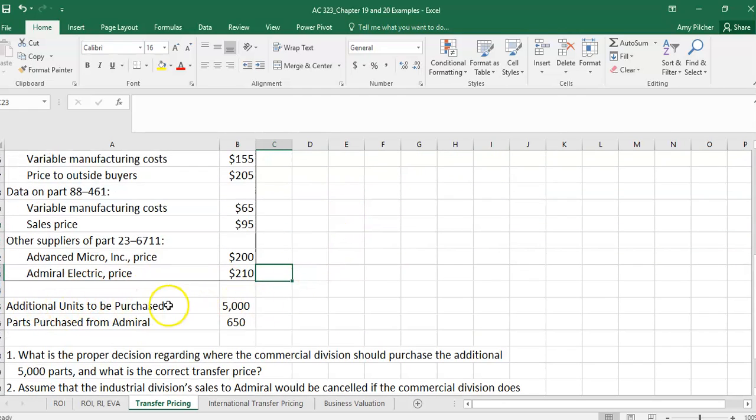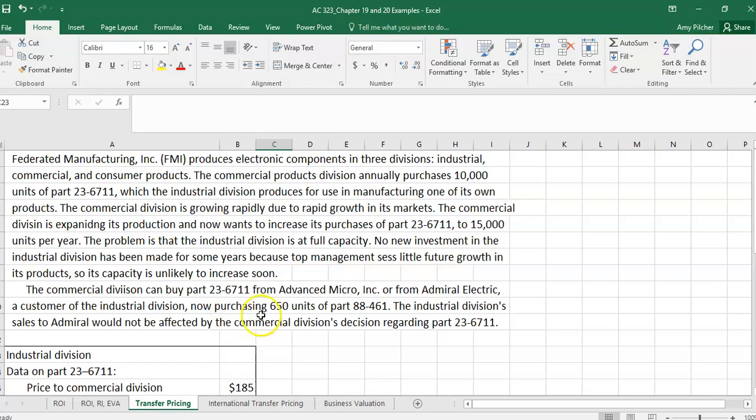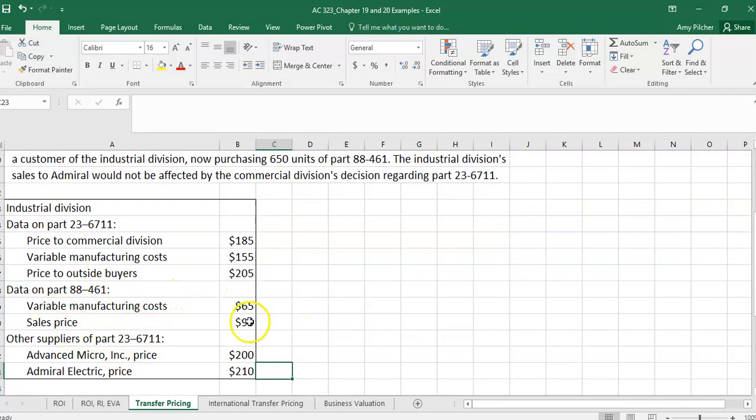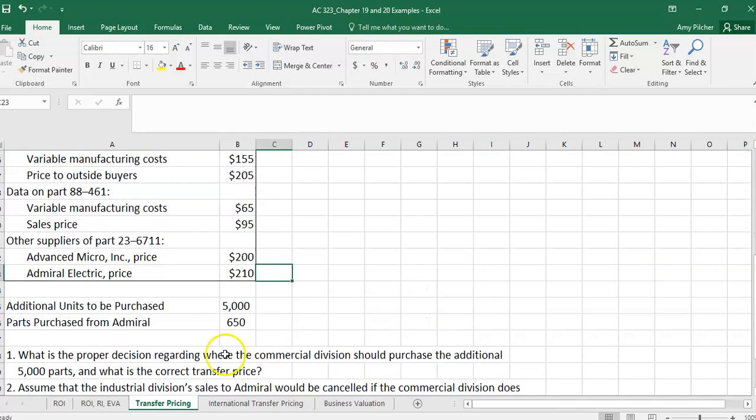So right now, we're selling this part to Admiral. We're selling 650 of them. They're purchasing 88461, which we're selling for $95. So we're going to lose that income for the industrial department. So for the benefit of the company, it would be better for us to then purchase from Admiral.